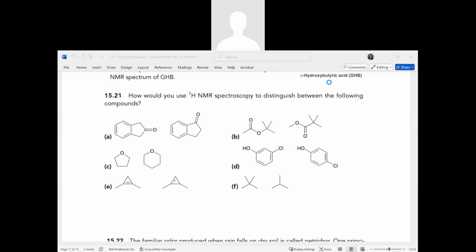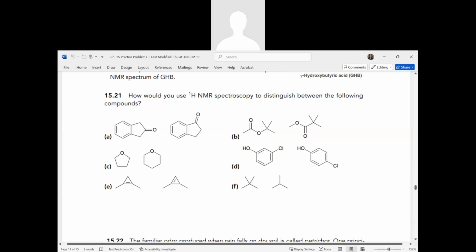In problem 21 from chapter 15, we're asked how we could use NMR spectroscopy to distinguish between the following compounds. We have sets here from A through F, and generally we can determine if they have a different number of signals. But sometimes if they have the same amount of signals, then we'll have to look a little deeper. So let's take a look here in group A.